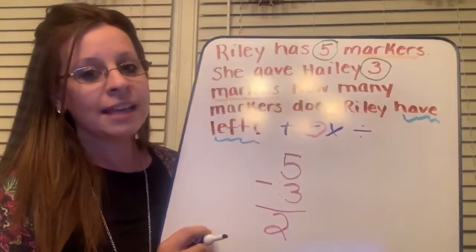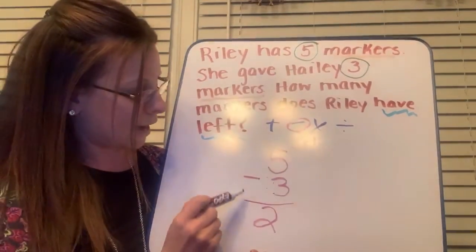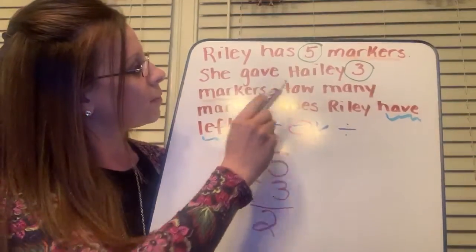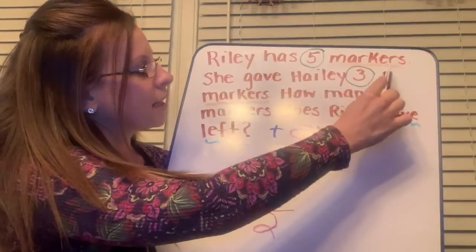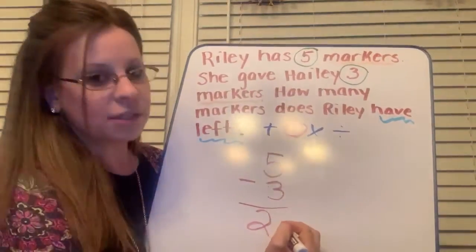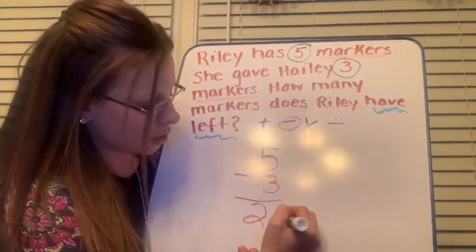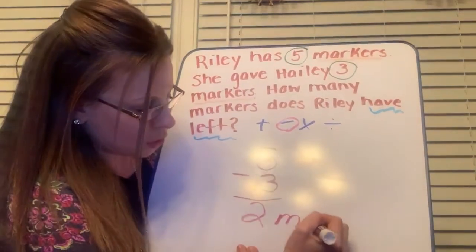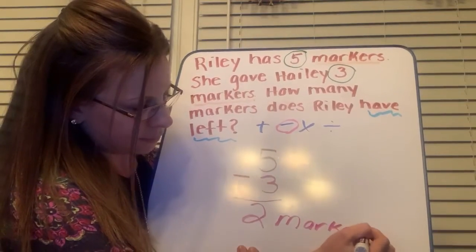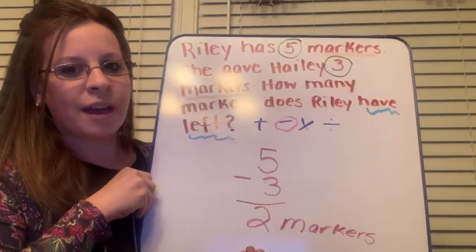And remember, the last part that we need to make sure that we do is always, after we determine what the answer is, what we solve for, we need to make sure that we come back and put in there what she has. Because just 2, somebody might wonder, 2 what? So we want to make sure that we say that she has 2 markers. So we have solved that problem.